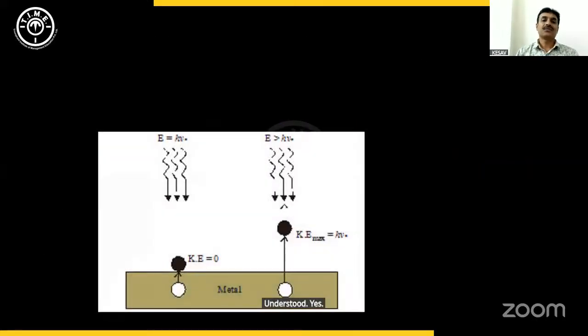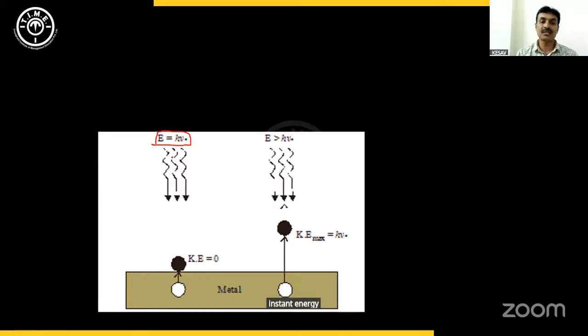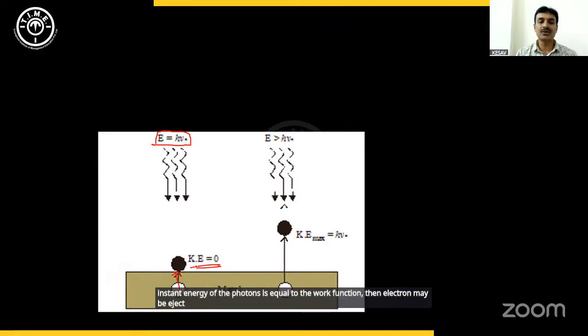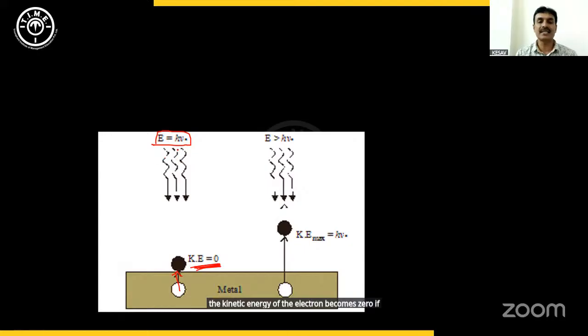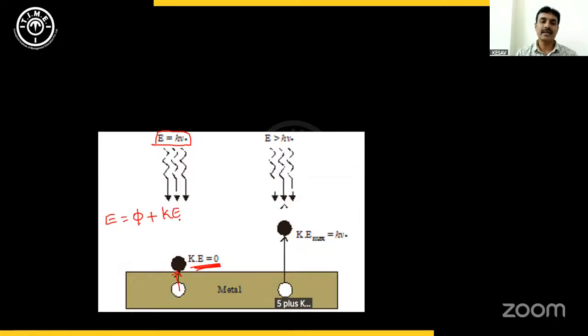Now, see from this figure, if the incident energy of the photons is just equal to the work function hν0, then the electron may be ejected with zero kinetic energy. The kinetic energy of the electron becomes zero if incident energy is just equal to the work function. From the photoelectric equation, E is equal to phi plus KE max otherwise. In case these two are equal, then its kinetic energy would become zero. That's the first case.